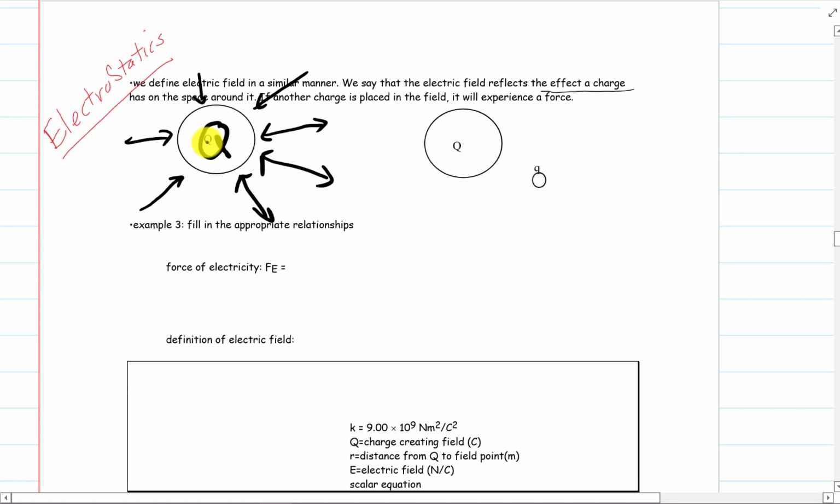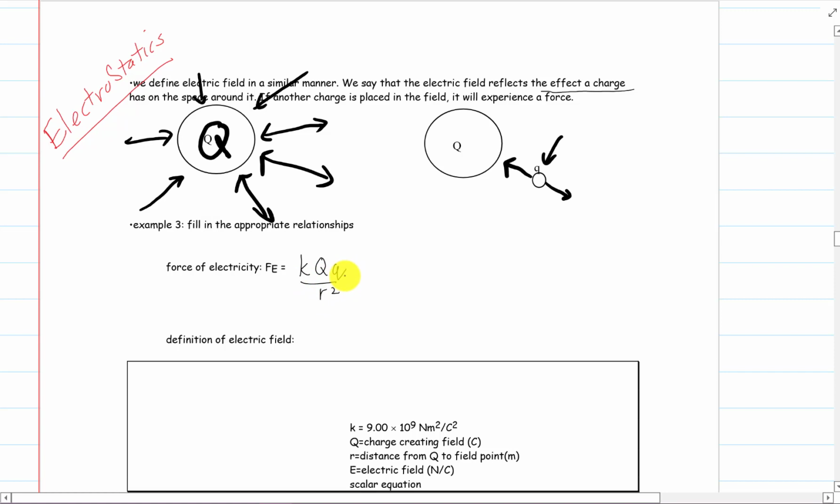Because we now know in electrostatics that we have positive and negative charges, not positive and negative masses, the G field could be either direction. Sorry, E field. So if I put a little charge there, it will feel a force this way or this way. So the force of electricity is KQQ over R squared.